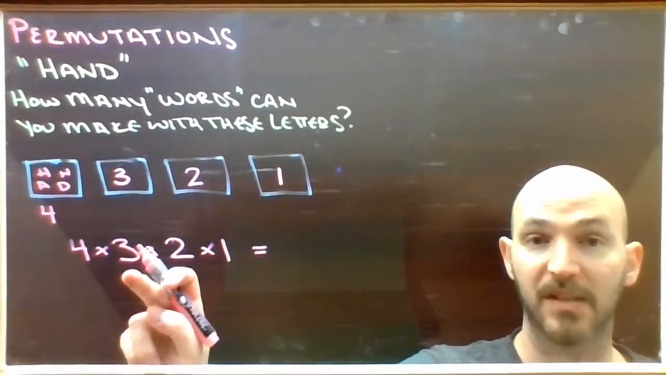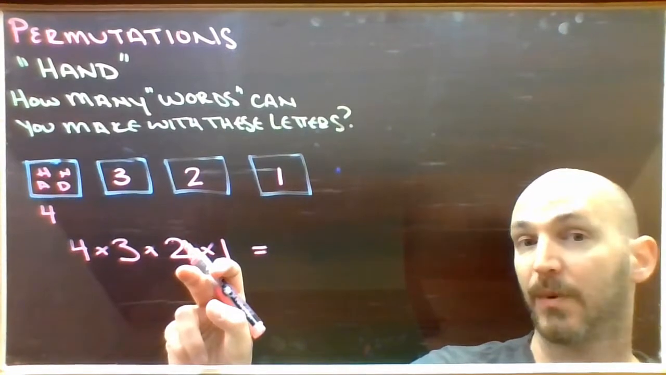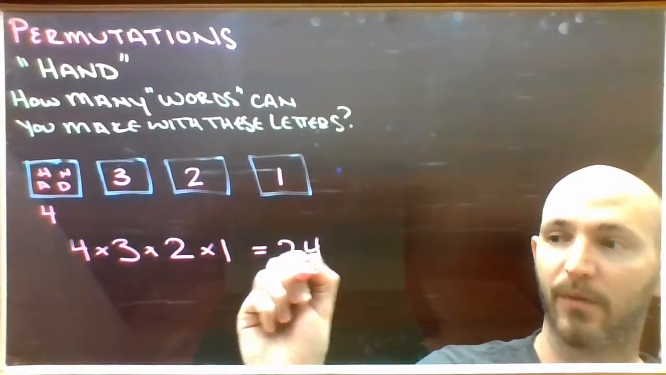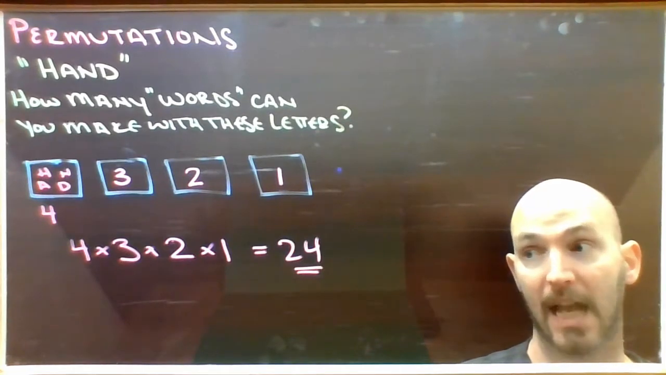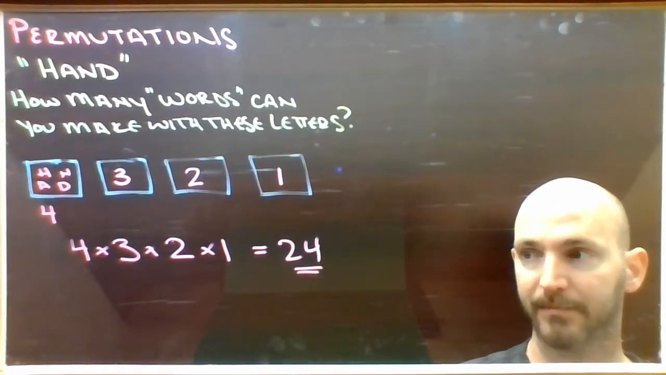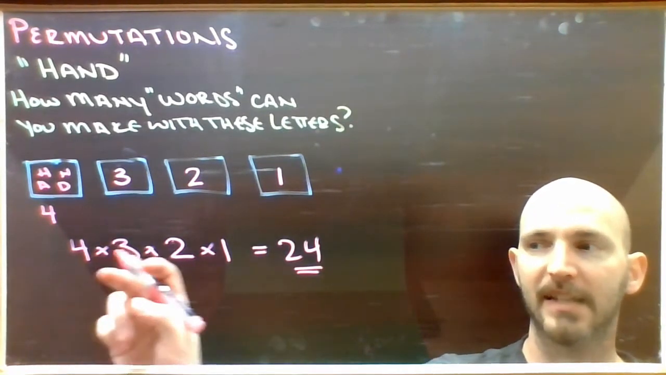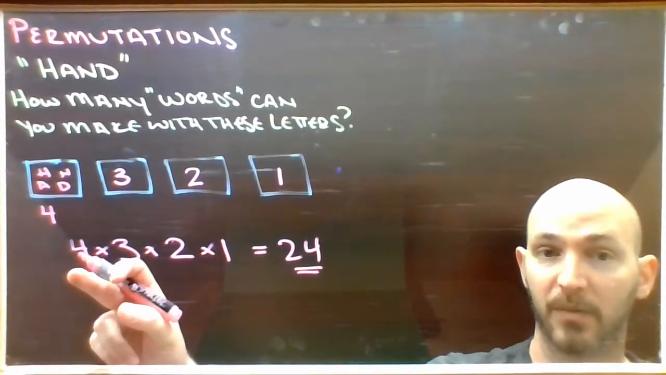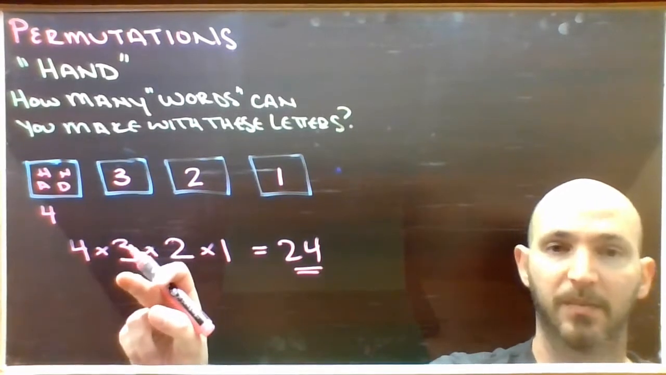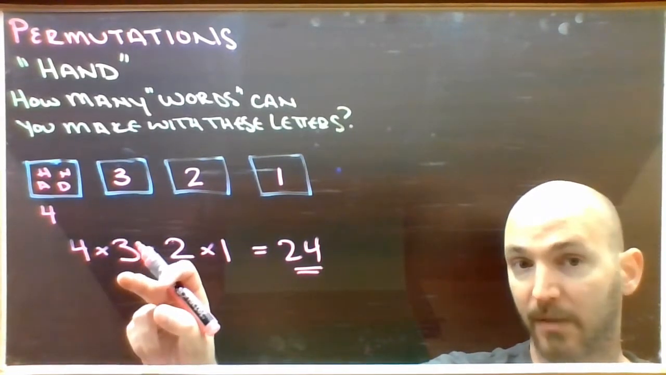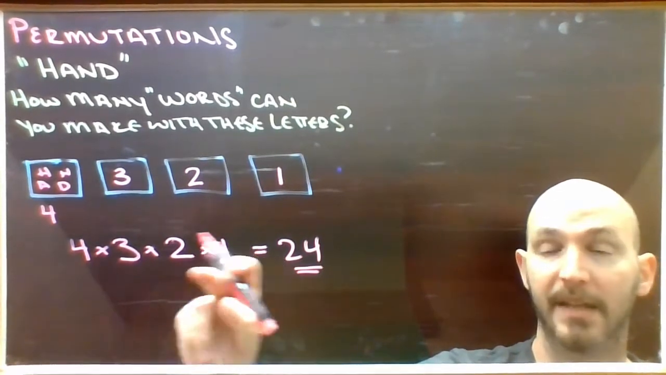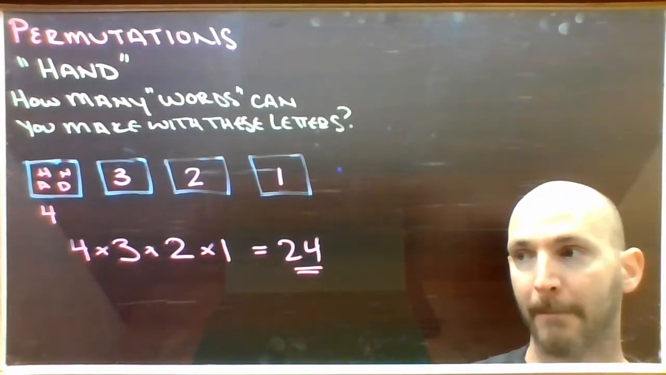4 times 3 is 12. 12 times 2 is 24. 24 times 1 is 24, which is the answer we arrived at last time. So that's encouraging. And in fact, this is how you end up doing permutations. You take the number of objects available for your first slot, multiply it by the number of objects available for your second, which is 1 less than before, then 1 less, then 1 less, until you run out.